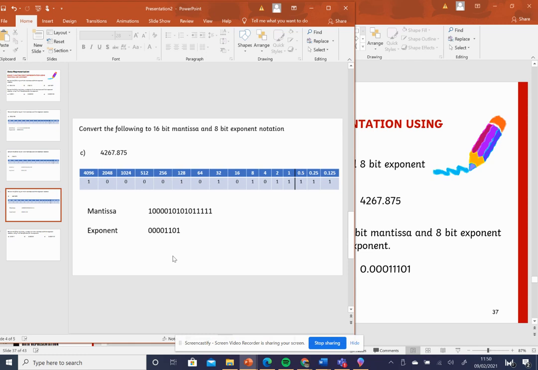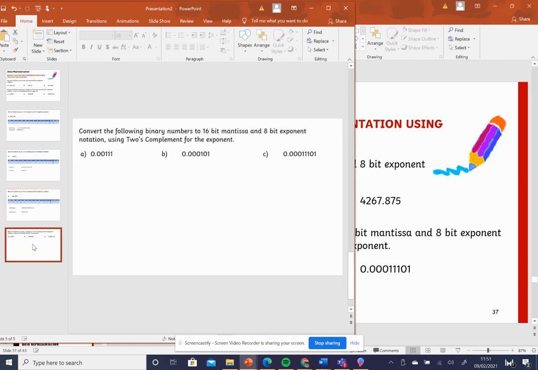Now, if you were to write it out in full, you would just write down your 1, 0, 0, 0, 0, 1, 0, 1, 0, 1, 0, 1, 1, 1, 1, 1 times 2 to the 0, 0, 0, 0, 1, 1, 0, 1. Okay, but if you were to write that down as your solutions, you would get the correct answers for that one.